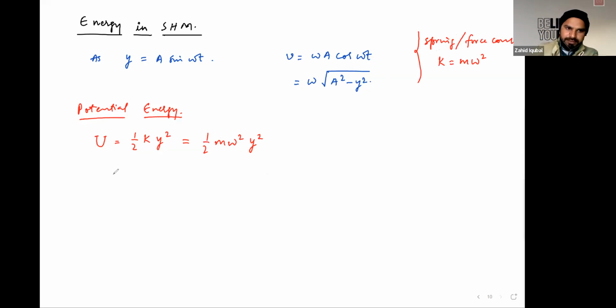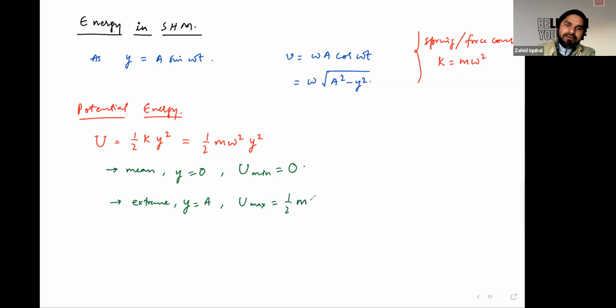Now, in this expression, first, at mean position when displacement will be 0, potential energy of the particle will be minimum, that is 0. But for extreme position, when displacement is maximum, potential energy of the particle will be maximum, that is half m omega square a square. Khalid, is it clear? Yes, sir.